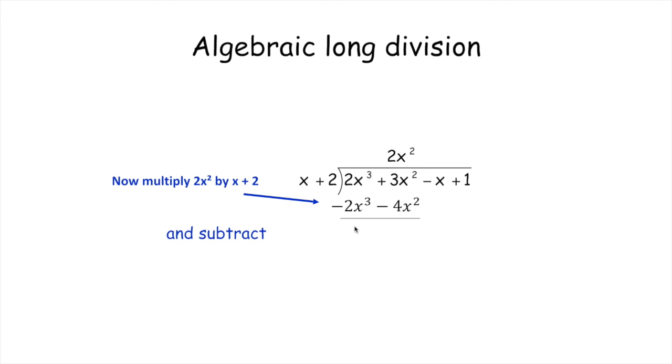2x cubed minus 2x cubed gives me 0. Now that's a clue here telling you that, okay, you're on the right path, because this one should always equal 0, because you're multiplying this one by that, and it should equal what your original one was. All right, so we're going to do this. This is 0. 3x squared minus 4x squared gives me a negative x squared.